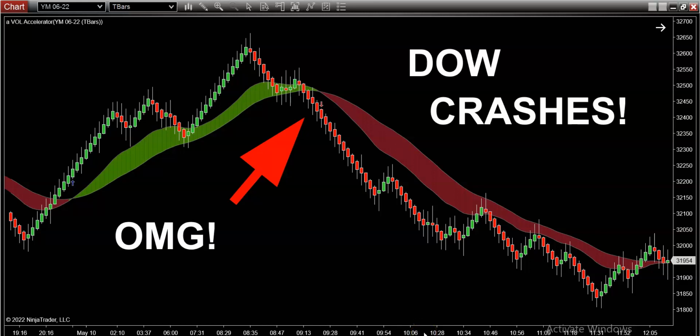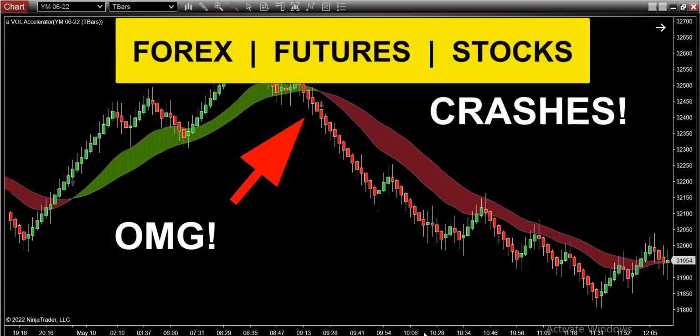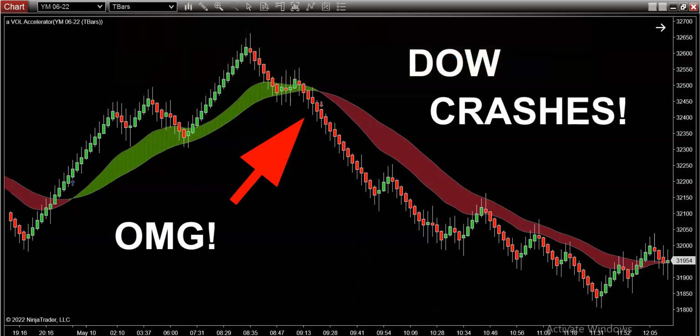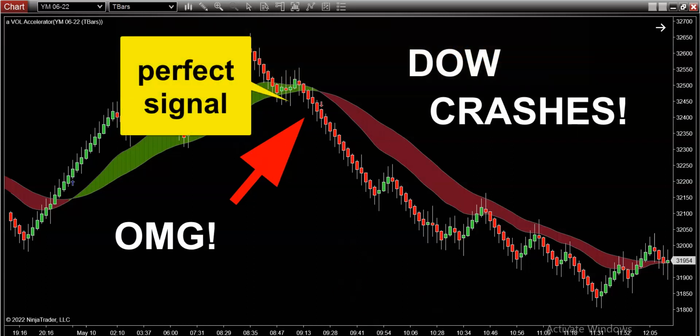Today I'm going to show you my favorite trend trading indicator to predict a market crash. And folks, I can't always promise that this trend trading indicator is going to look like this, but today, boy, it was gorgeous. Let's get right into it, folks.